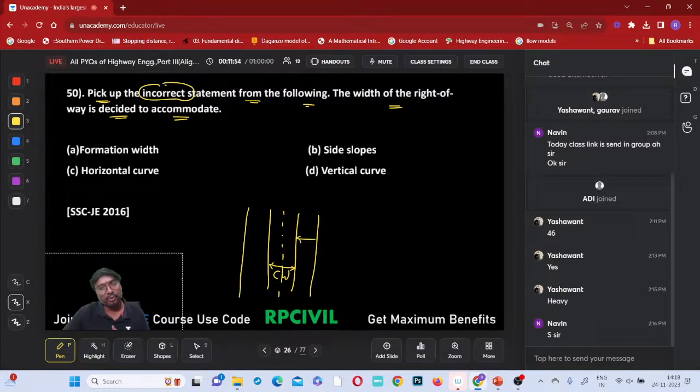So this is your shoulder, you consider. This is also which one? This is shoulder, you consider, right? So carriageway plus shoulder together, what is it called? It is called your formation width. And this is your road boundary you are having, that is R by B, nothing but your road boundary. So what is that distance between these road boundary lines?